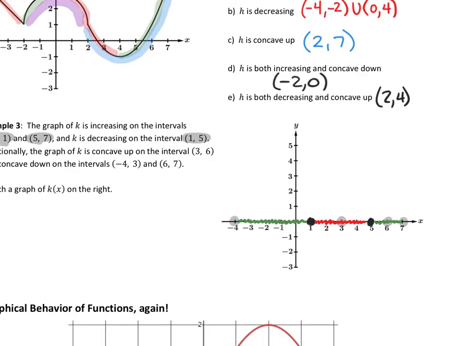I also know that for concavity, it is concave down from -4 to 3 and from 6 to 7, and it'll be concave up in between those 2 points. We've got a lot of things happening with this graph that we are just sketching. Remember, sketch just means literally sketch it. You don't have to plot points, you just have to get it to act right.